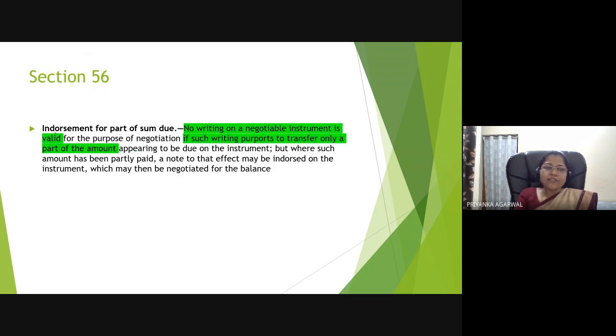Okay. Section 56 says about endorsement for part of the sum due. Suppose an instrument is carrying 1,000 rupees value, but the payee is only endorsing 500 rupees and not the rest of the amount. That is not possible. That is an invalid endorsement, and whenever the endorsement is done, it has to be done for the full amount, not a part of the amount.